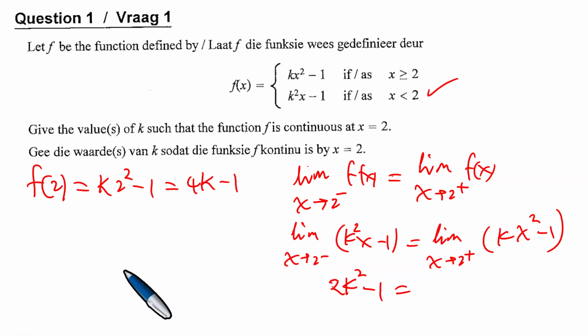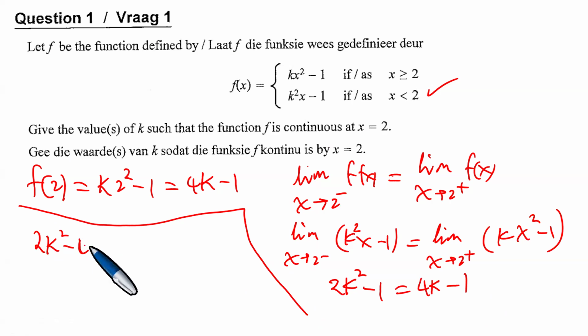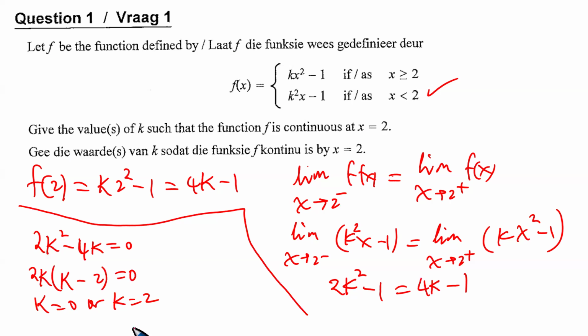Right, which is exactly 4k minus 1. Right, so we continue to sort of unravel this. So we have 2k squared minus 4k equals 0, which is k minus 2 equals 0, k equals 0, k equals 2. And therefore, these are the values of k. So we'd have therefore that k is 0 or k is 2.